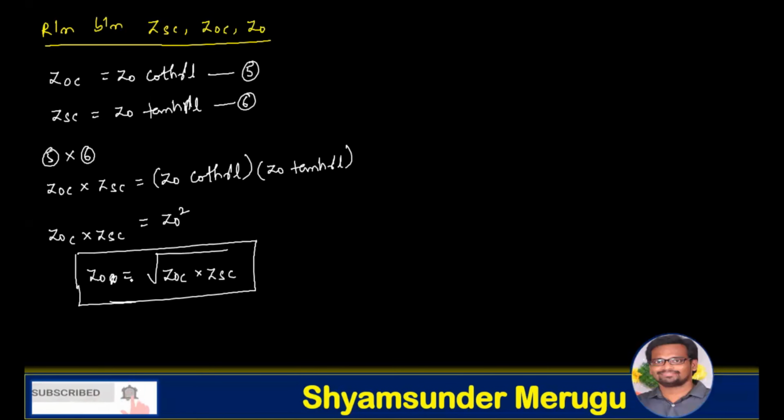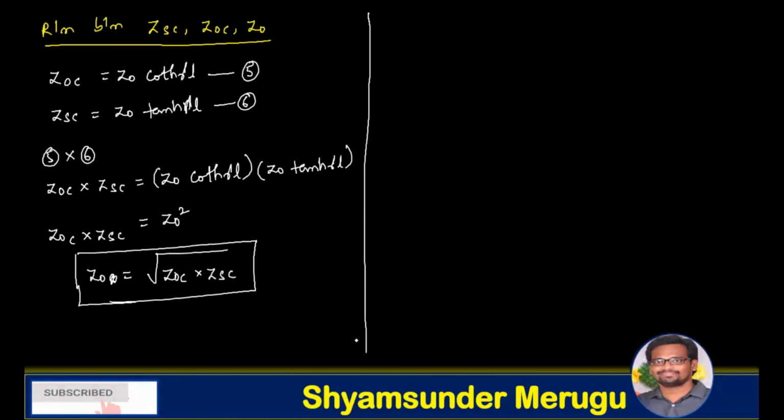This particular expression says that the characteristic impedance is equal to the geometric mean of the open circuited and short circuited transmission line impedances. And by measuring ZOC and ZSC, we can calculate the characteristic impedance.